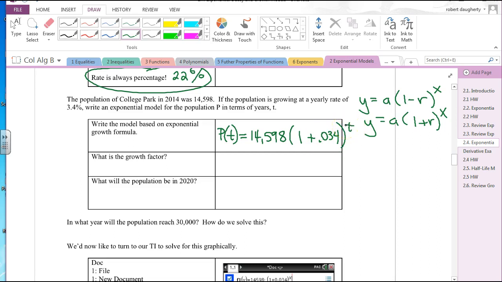times T. Okay, so what is T in this case? T is what? The years. What kind of years? T represents in this model years since a certain time. Years since 2014. Okay? Because 2014 is when my model starts. Okay? And then P, that is the population.